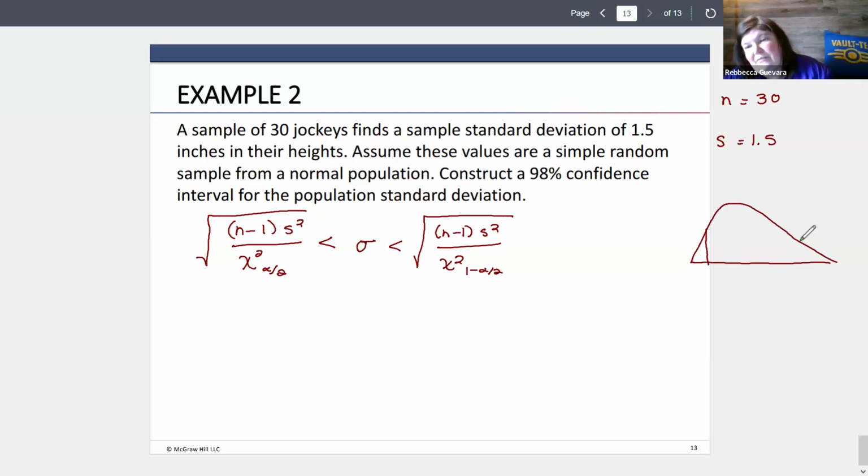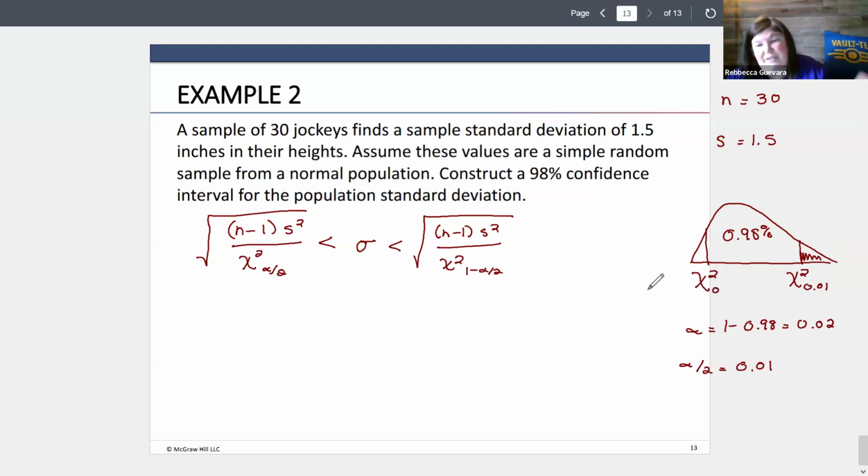So when I talk about my confidence interval, we've got a 98% level of confidence. So that means my alpha is going to be 1 minus 0.98, or 0.02. So if I take half of that, I'm going to get 0.01. So the area to the right of this chi-squared would be 0.01. This one over here, if I look for the area to the right of it, that's going to be 1 minus alpha divided by 2, because remember, there's a 0.01 here. So that's 1 minus 0.01, so 0.99.